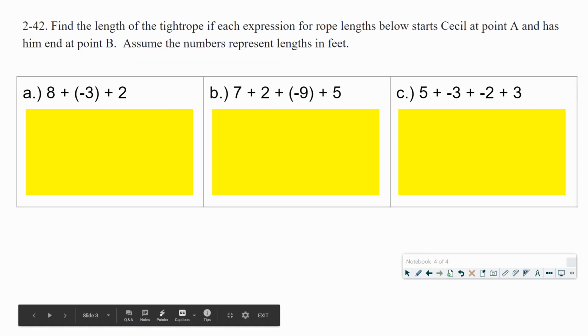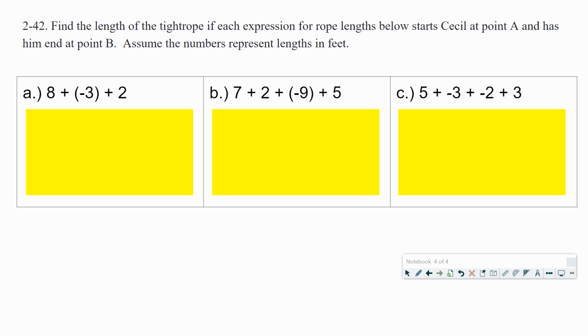So the first part of this says, find the length of the tightrope if each expression for rope lengths below starts Cecil at point A and ends at point B. Assume the numbers represent lengths in feet. When we add a negative number, it's kind of like we're subtracting. So I always add the positive numbers together first. I would do 8 plus 2 is 10, plus negative 3. 10 minus 3 is going to be positive 7.